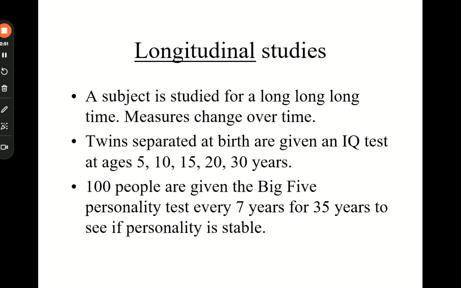Longitudinal studies. So if you were, say, a developmental psychologist and you want to determine how people change over time, one good way to do it is to study them in the second grade, then come back every 5 years and study them again. Give them the same test every 5 or 7 years, whether it's an IQ test to see how their intelligence changes over the years, or the Big Five personality test every 7 years for 35 years to see if personality is stable.